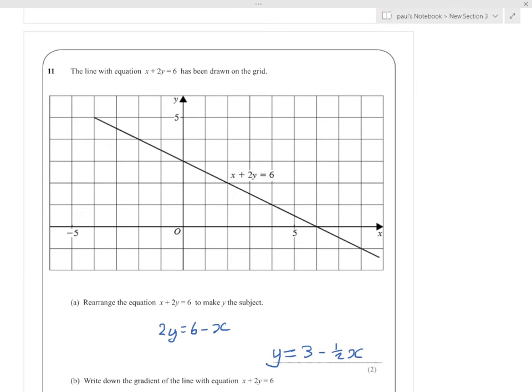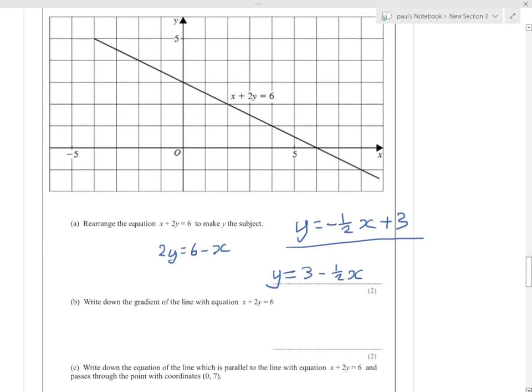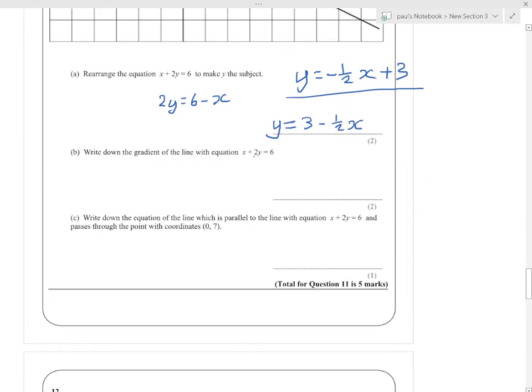Is that what they'd want? Yeah, and then maybe we could rearrange this, just swap these around. So y equals minus a half x plus 3. Yeah, I think that would be my answer there. Right, write down the gradient of a line with an equation of that. So the gradient of the line.